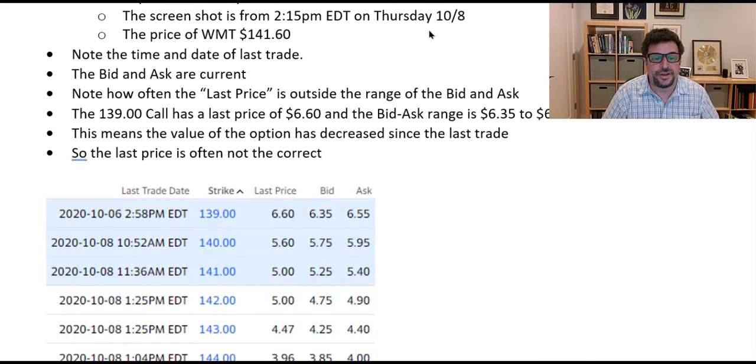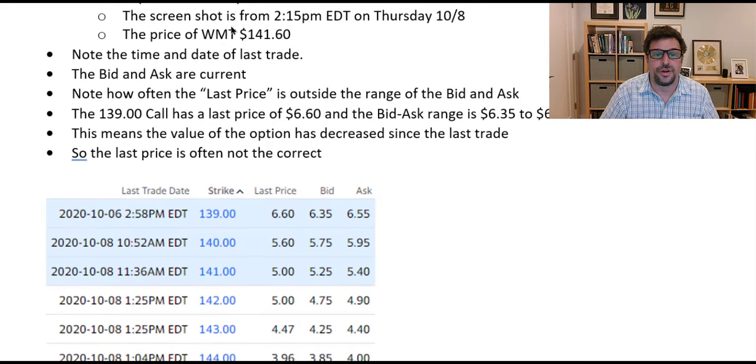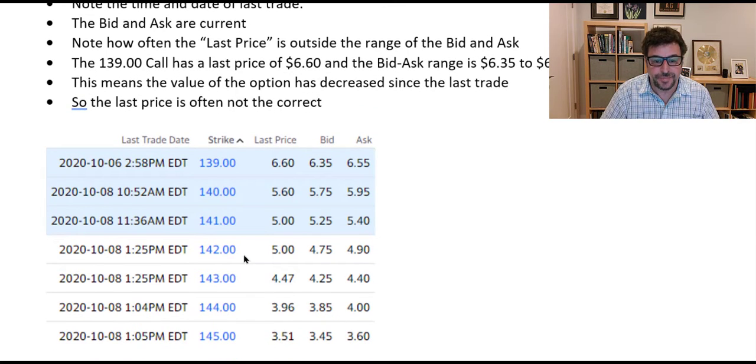You can see this first one hadn't traded in two days, this one hadn't traded in a few hours, same thing here, and this one hadn't traded in an hour, hour and a half. These are the strike prices, and so if the price of the stock is 141.60, then this is the right to buy for 141. So these are in the money and these are out of the money.